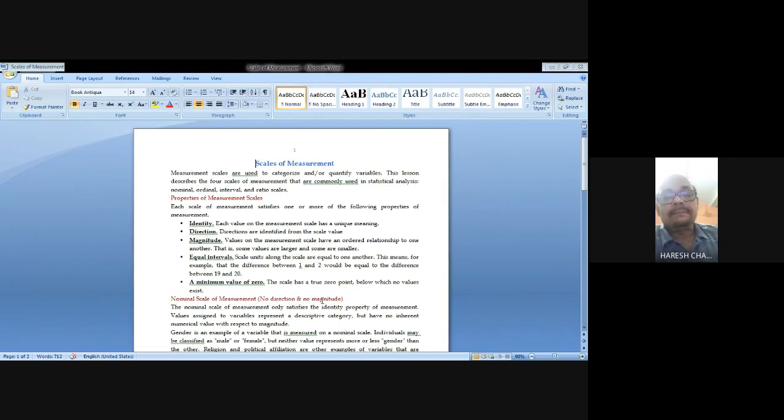And then, another important assumption about parametric statistics is that the data must be either in interval scale or in ratio scale, minimum interval scale. Ratio scale is better. If the data is not in interval scale at the minimum, then you cannot use parametric statistics.